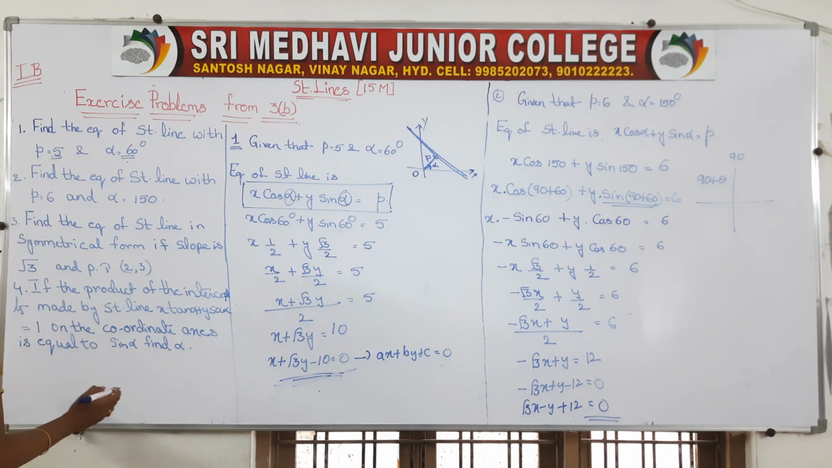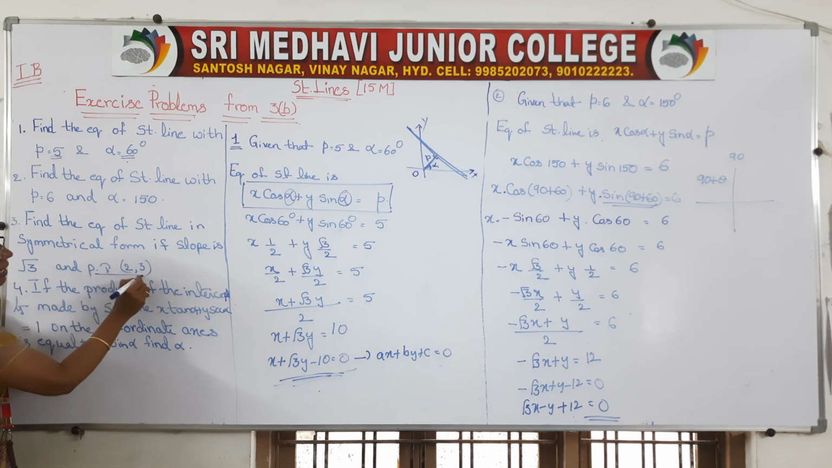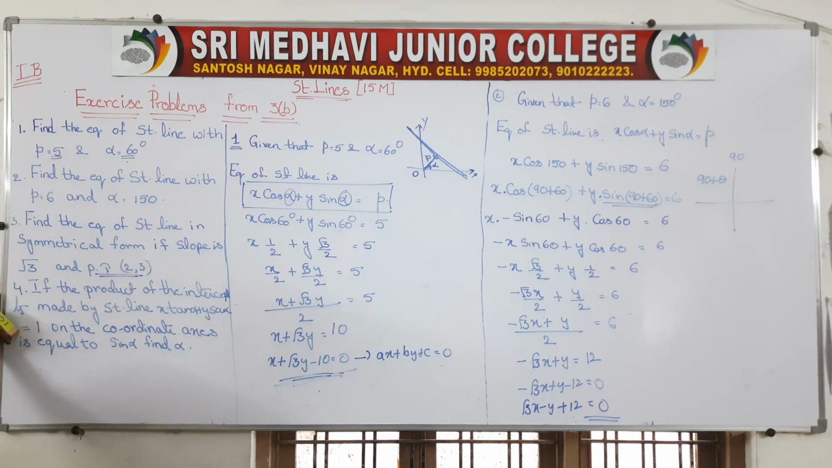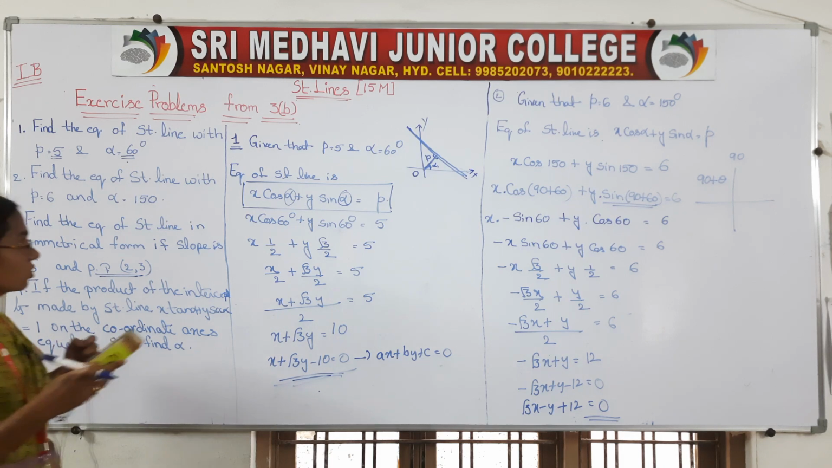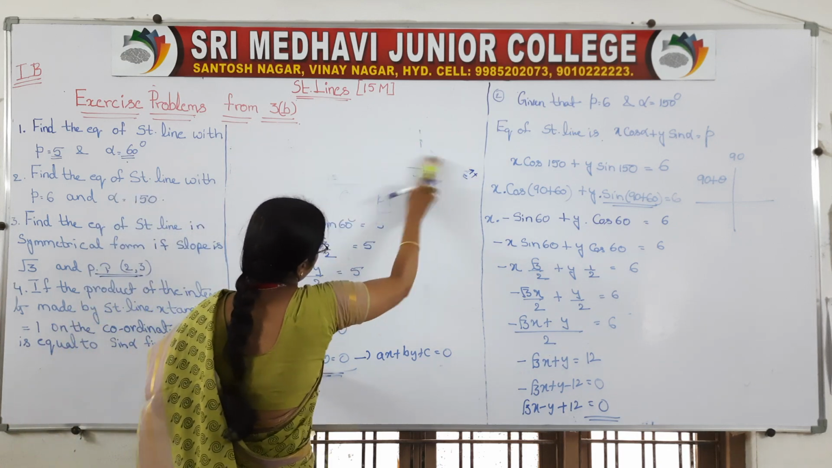Now come to the third one. So observe the question. What is it? Find the equation of the straight line in symmetrical form if the slope is given to you and the line passes through 2, 3. So if the slope of a line is given to you and one point on the line is given to you, then you write the equation of the straight line in symmetrical form. They asked which form? Symmetrical form. So come on, we will solve that third question now.